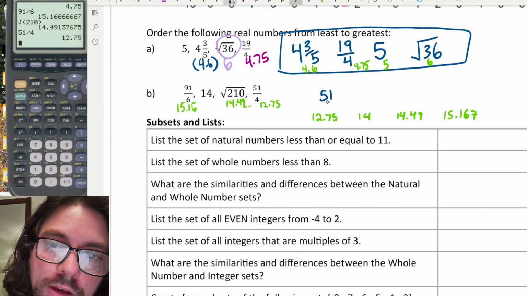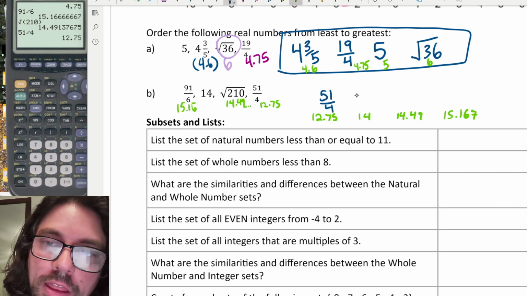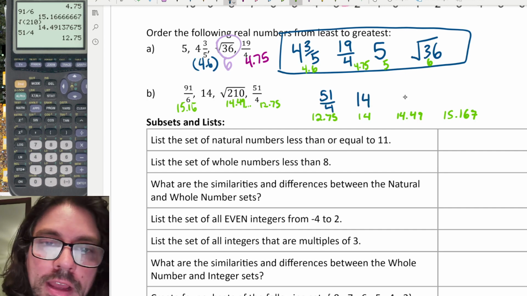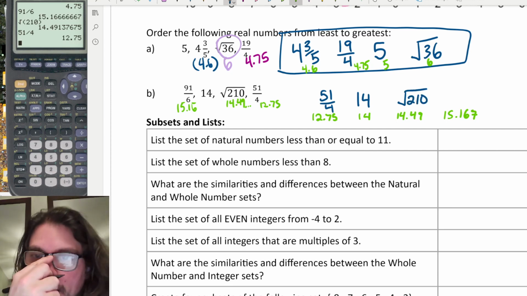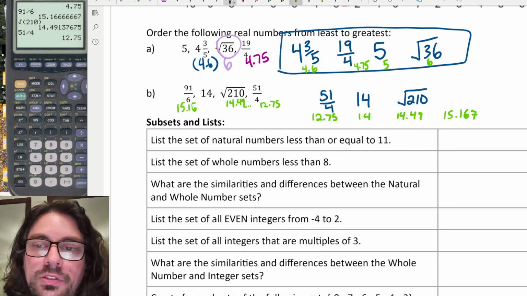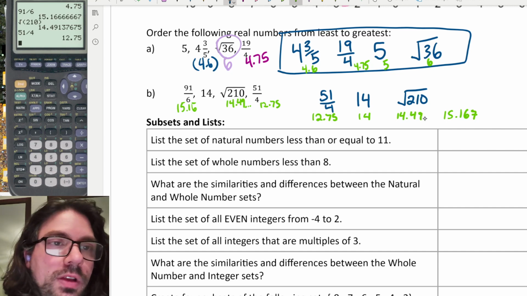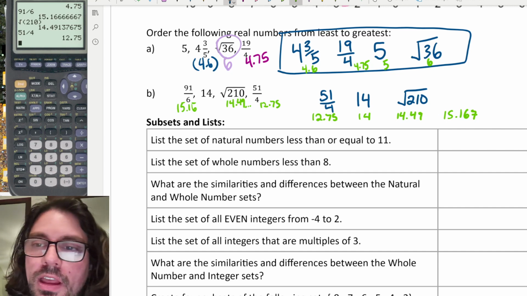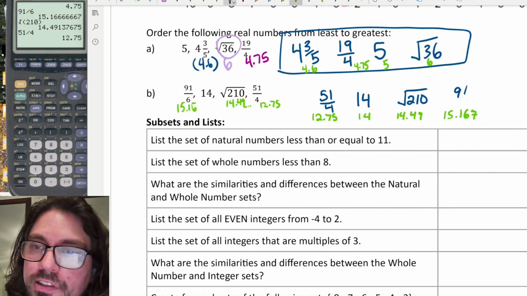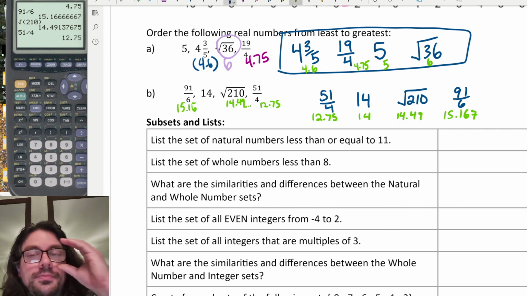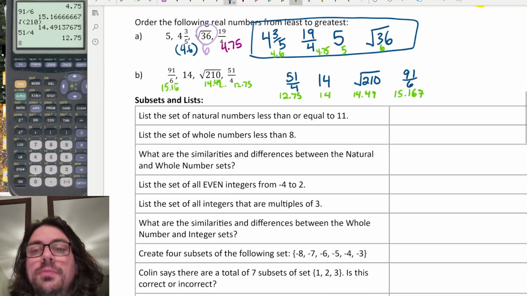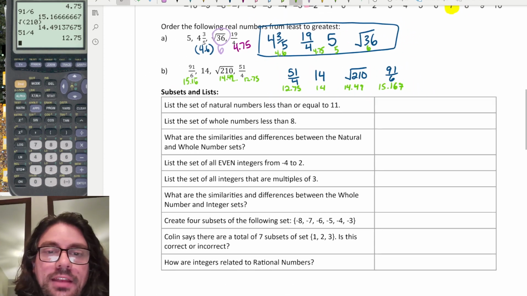And so now if I put those numbers in as we originally had them, 12.75 was 51 over 4. This one was just 14. This one was the square root of 210. That means what number times itself equals 210. And that's 14.4913567. And lastly, 91 sixths, or 91 divided by 6. That looks like a 7. Let's try again. Cool. All right. Hopefully that made some kind of sense to you. Hopefully you did well with that.